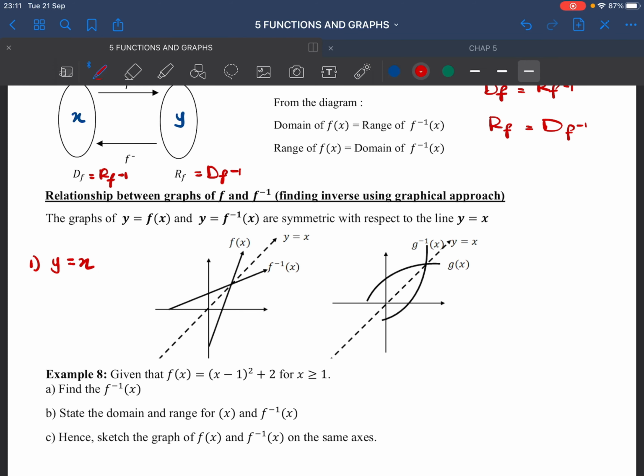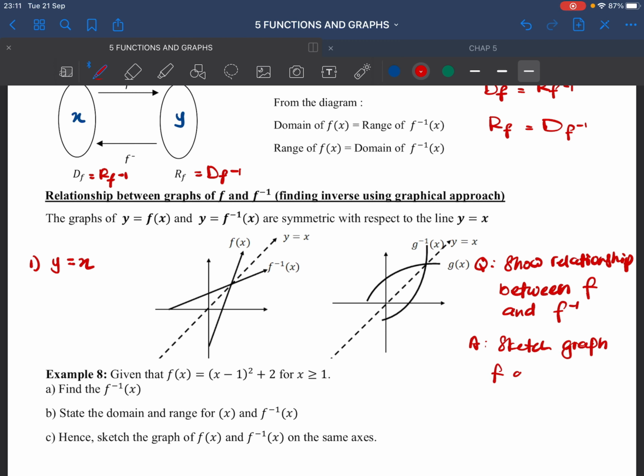Okay, one more thing, if the question said show relationship between f and f inverse. Okay, so macam saya cakap tadi, the answer should be, kita akan lukis sketch graph f and f inverse reflect at y equals to x.